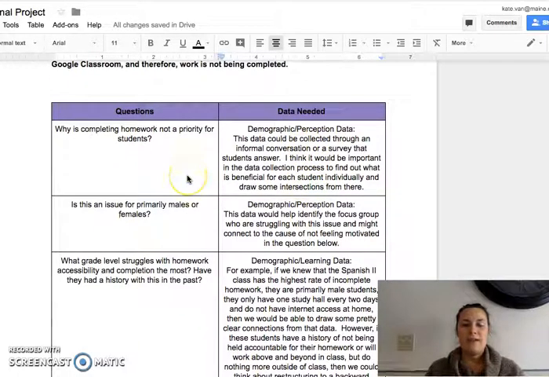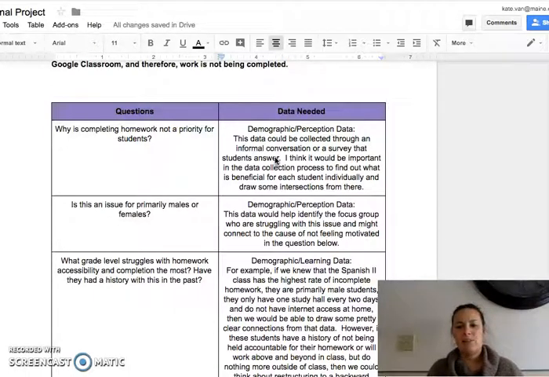So the first question that I had come up with is, why is completing homework not a priority for students? That's what it feels like anyway. So I think that's a blend of demographic and perception data, and this could be collected through, for perception, it could be an informal conversation, and then the demographic piece, is it a certain grade level that is not completing their homework, or it's not a priority for underclassmen, for example, because they have 3 more years to graduate versus students who are seniors, maybe it's obviously completing homework is a higher priority for them because they know a lot is riding on it because they're applying to colleges, for example. So that demographic piece and perceptual piece, to just kind of find out why.